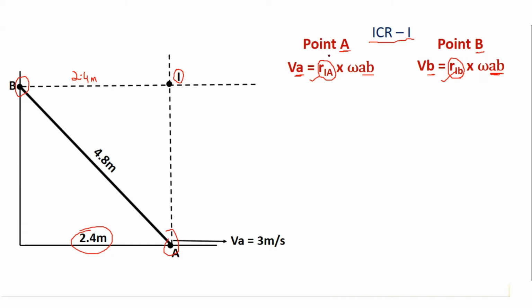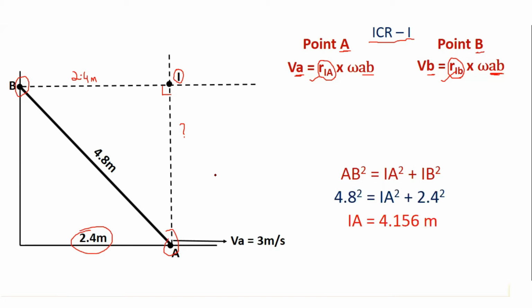Next is to find out the distance of RIA. Now you can see in this triangle BIA, this side is making 90 degrees. That means it is a right angle triangle. In a right angle triangle, I know this side, that is 4.8 hypotenuse. I know one of the sides, that is 2.4. So I can easily find out this side by using Pythagoras theorem. So I will apply Pythagoras theorem and I will get the answer as IA is equal to 4.156 meters. So I got the answer of IA, I got the answer of IB.